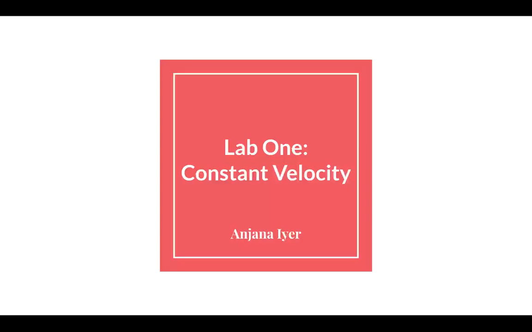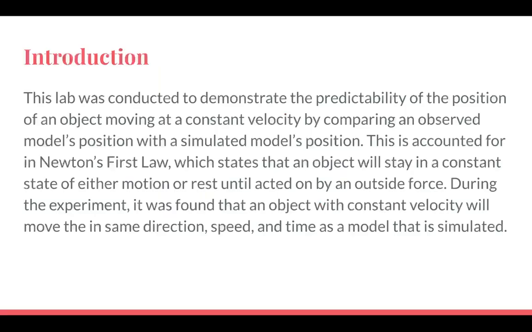This is Lab 1, Constant Velocity. This lab was conducted to demonstrate the predictability of the position of an object moving at constant velocity by comparing an observed model's position with a simulated model's position.